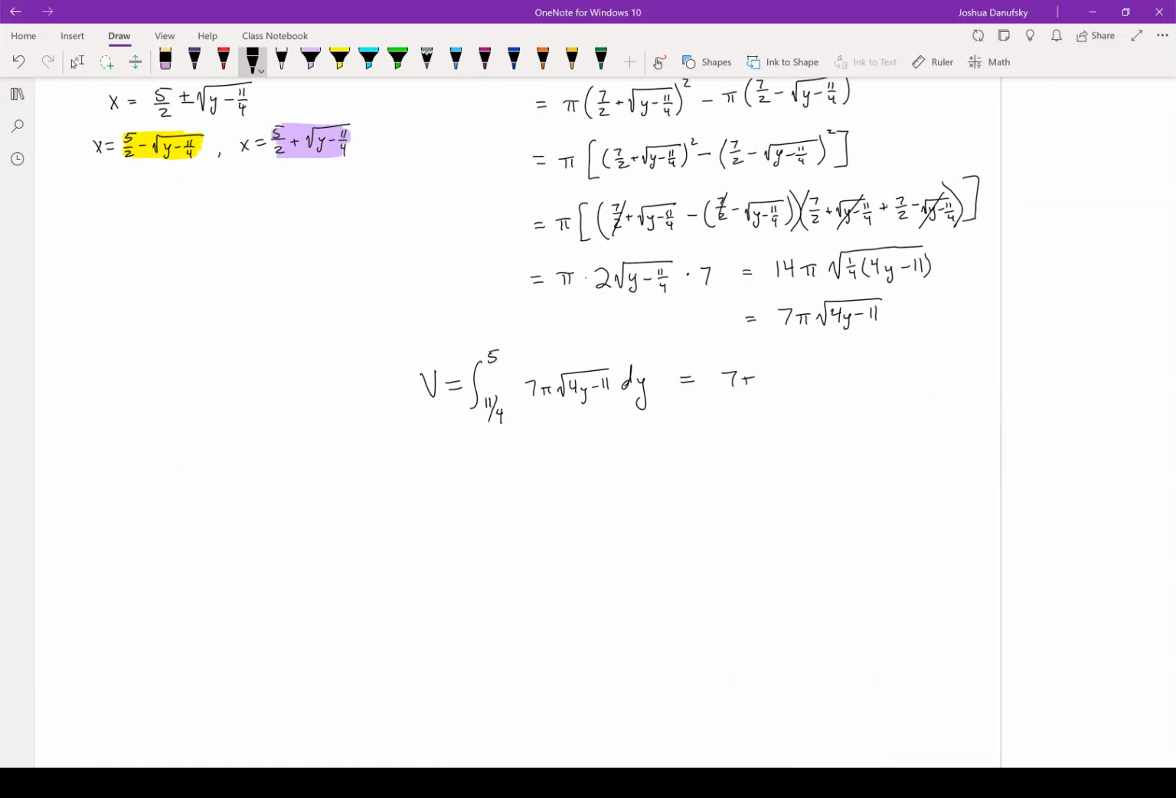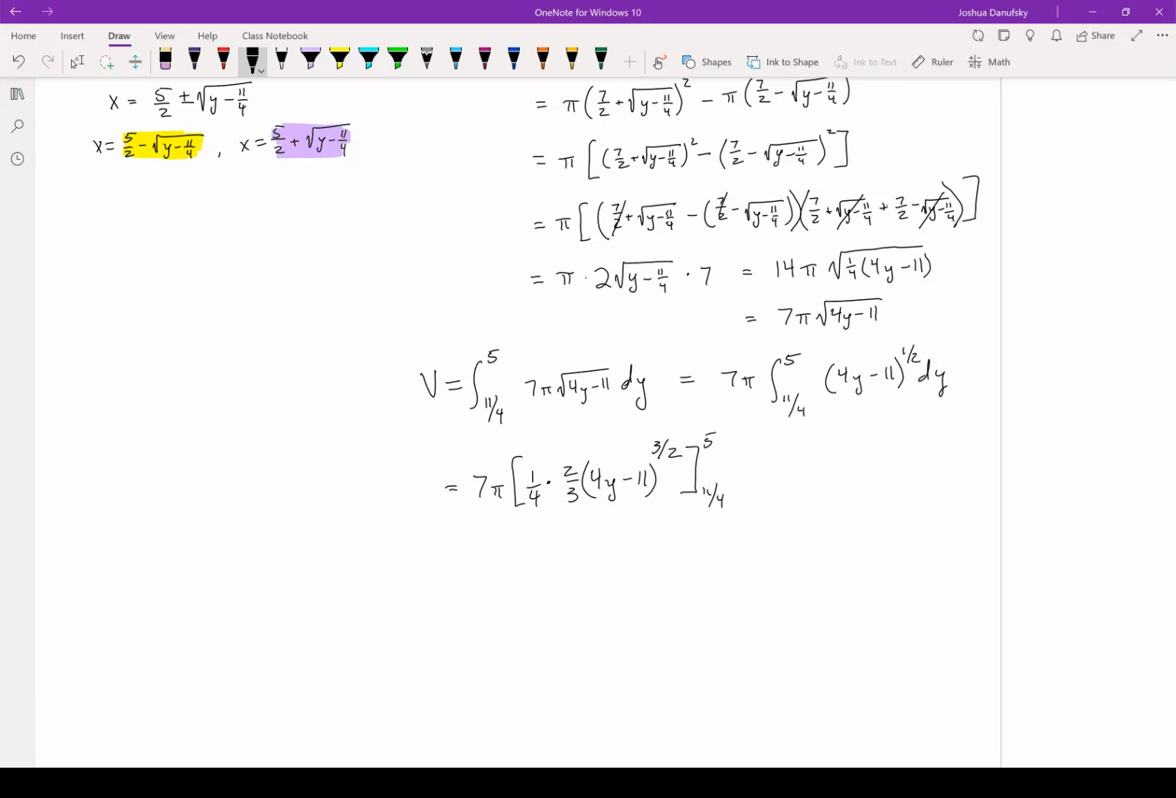We can factor out the 7 pi. And now we'll go ahead and reverse engineer our antiderivative. So I know I'm going to have the 4y minus 11 raised to the 3/2 power because I'm adding 1 to the exponent. I'm going to need a 2/3 in front. But when I take the derivative of the inner function, I'm going to have an extra 4. So here I'm going to need a 1/4 to balance that out. And we're evaluating this from 11 over 4 to 5.